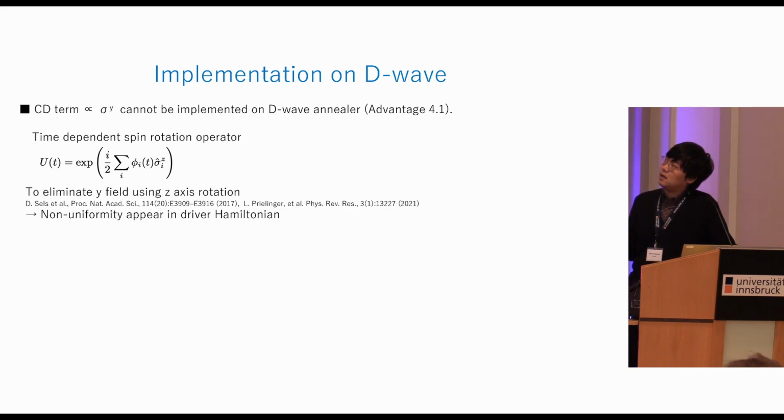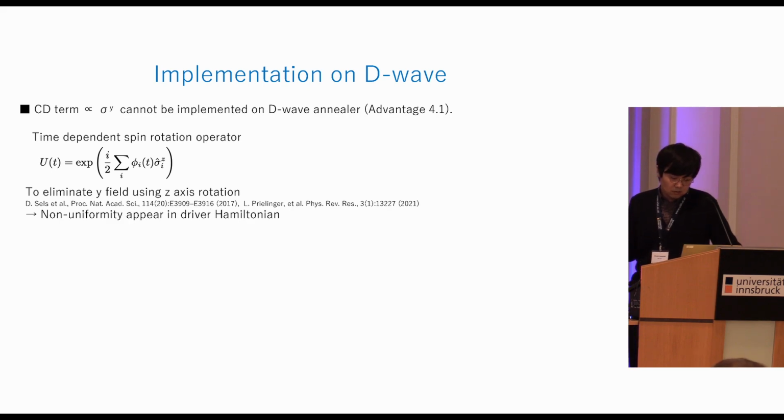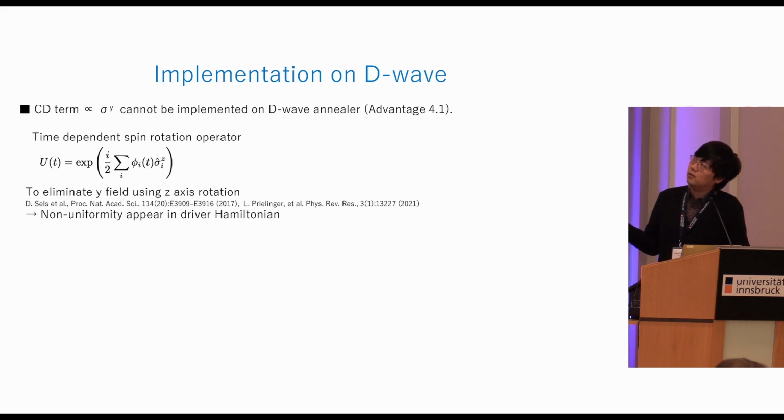Moreover, if the Hamiltonian has non-uniform interaction, the non-uniformity appears in driver Hamiltonian through this spin rotation. So such an independent control for driver transverse field cannot be implemented in current annealer.